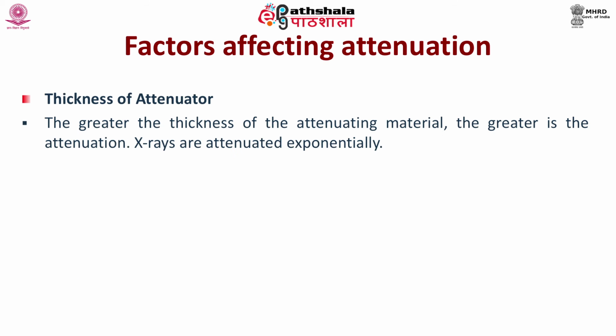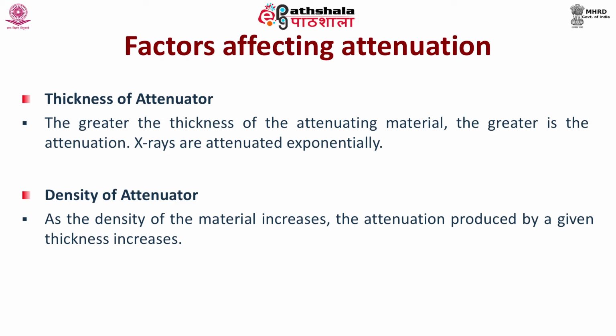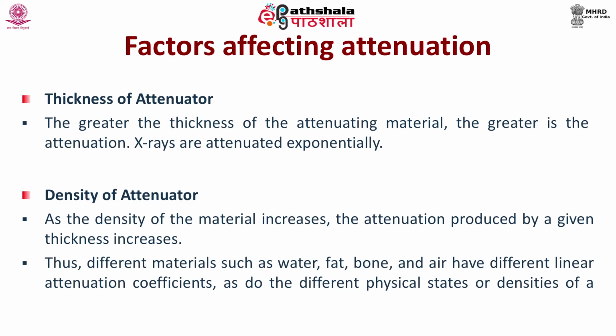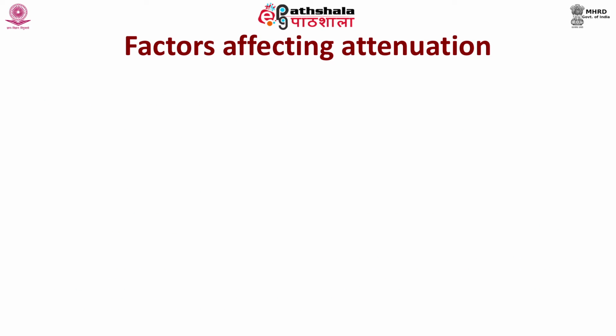Thickness of the attenuator also affects the attenuation. If the thickness of the attenuator is more, the amount of attenuation would be more, and if the thickness of the attenuator is less, the amount of attenuation would be less. The third factor which affects the attenuation is the density of the attenuator. The amount of attenuation is directly proportional to the density of the medium. If the density of the medium through which the X-rays are traversing is more, the attenuation would be more. If the density is less, the attenuation would be less.